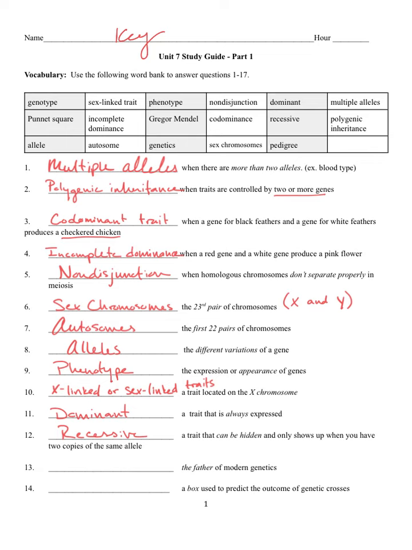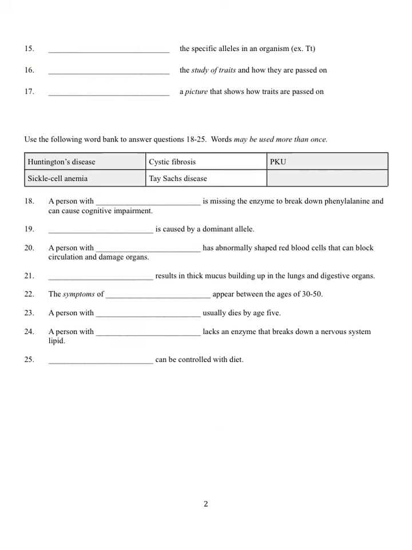Number 13, the father of modern genetics is Gregor Mendel. And number 14, that box we've been using to predict the outcome of genetic crosses is a Punnett square. In number 15, we're looking for the specific alleles of an organism that give it its traits, and that is genotype, right? So remember, genotype is the genetic code that gives us phenotype, which is what something looks like. Number 16, the study of traits and how they are passed is the study of genetics. And number 17, a picture that shows how traits are passed on through multiple generations is a pedigree.